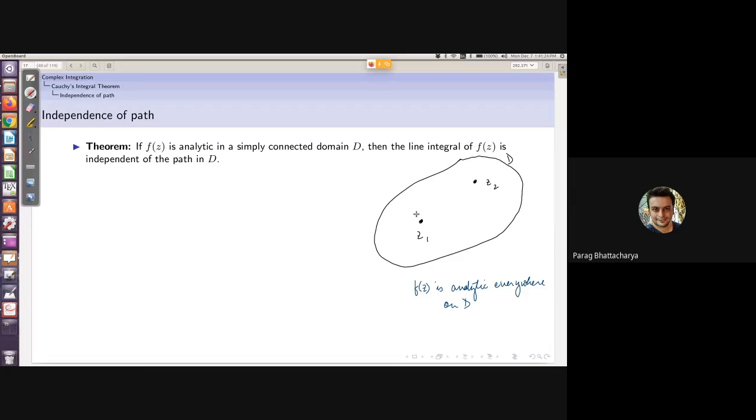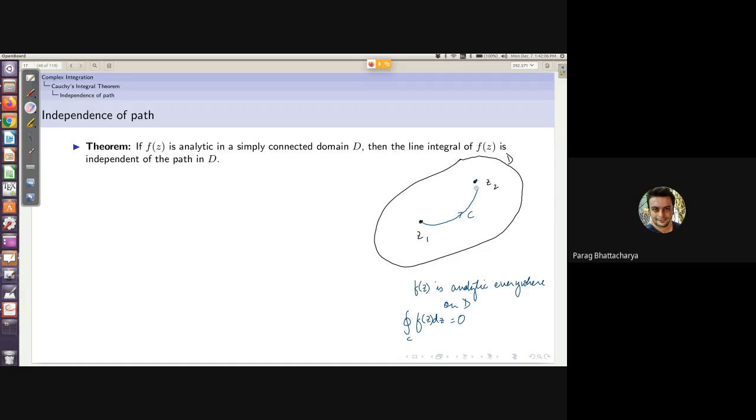If it is analytic everywhere in this region D, I could think of some closed path C that contains these two points. Then, as per the Cauchy integral theorem, the line integral of f of z dz must be 0. We use this idea to prove that if you want to integrate from z1 to z2, we can do it very easily.